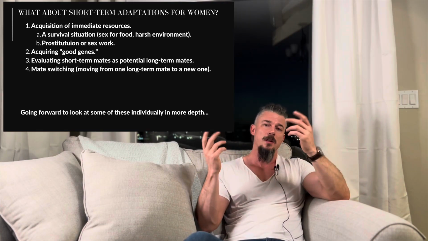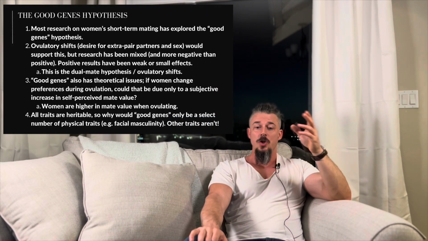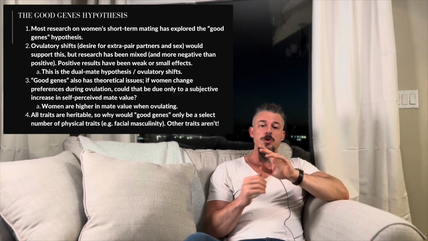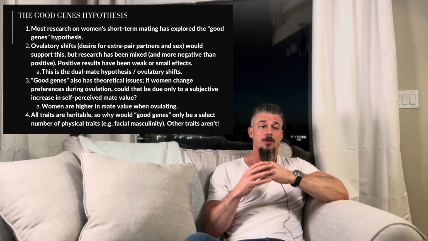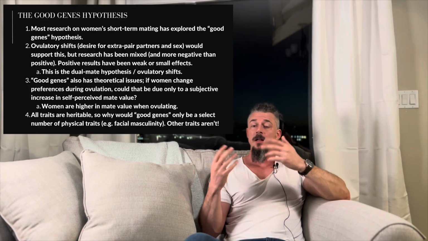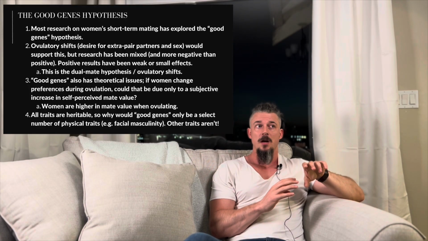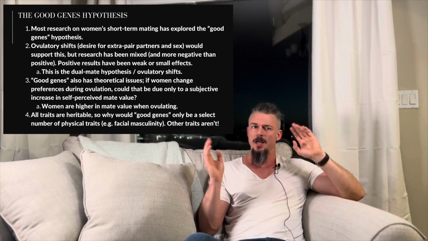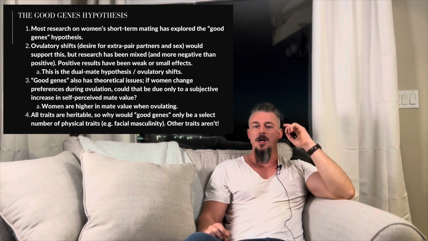So we'll go forward. We can look at these in a little bit more depth. As I mentioned, this good genes hypothesis, which is also the dual mate hypothesis. Most research on women's short-term mating preferences has looked at this good genes hypothesis. It was very popular until fairly recently, in which case it doesn't replicate, and a lot of evolutionary psychology has moved away from this now. I don't know of any big proponents of the dual mating strategy at this point in evolutionary psychology, but it doesn't mean that it's completely out the window, but it probably doesn't explain most of what's going on in most contexts.